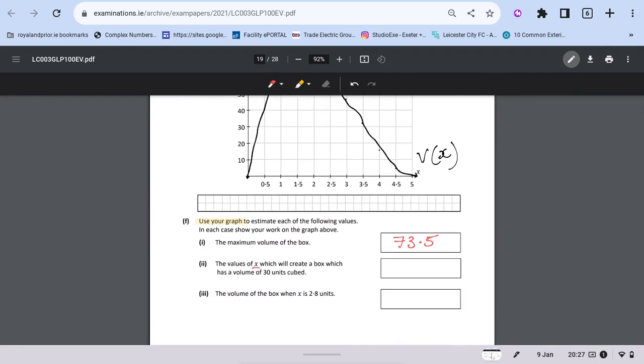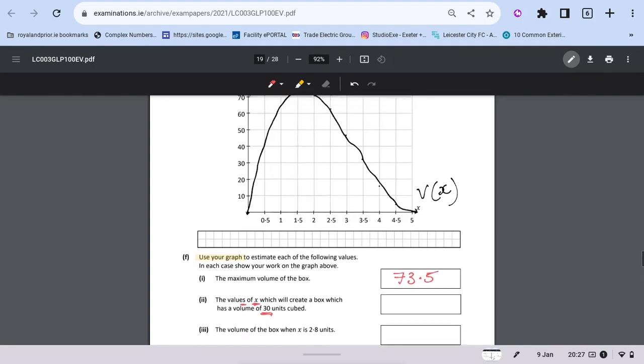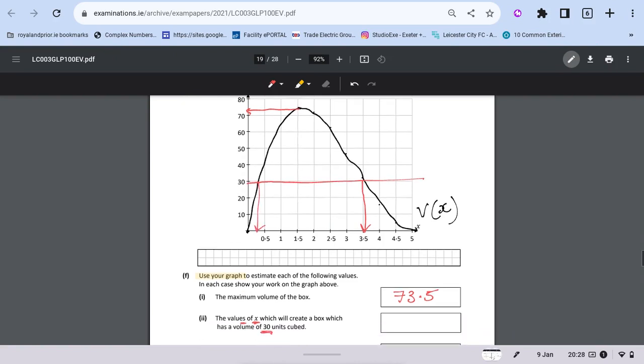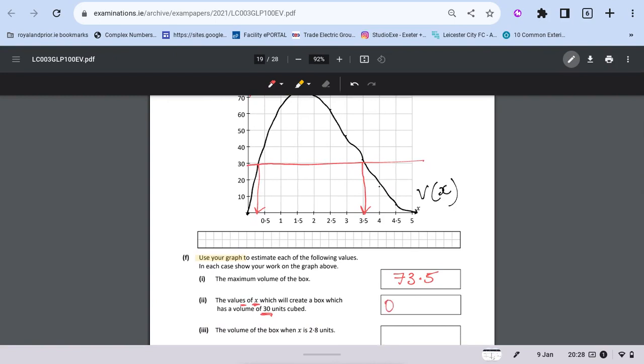The values of x: I need to get back down to the x-axis, which will create a box of volume 30. Now, there's my volume here. You have to go across to where it hits the graph, and then go down for each of these. And when you do that, you might get about 0.35 and 3.6.